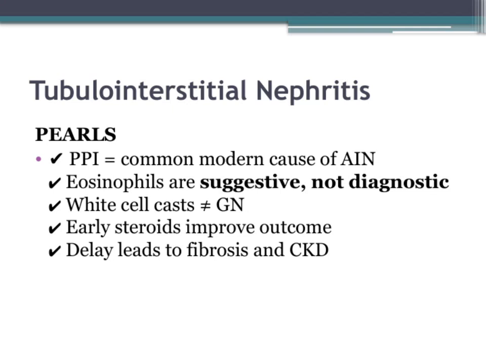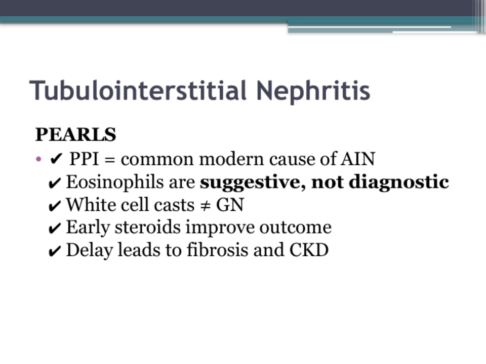Let's go through some key pearls about tubulointerstitial nephritis. First, PPI, or proton pump inhibitors, are a common modern cause of acute interstitial nephritis, or AIN. It's important to keep that in mind when evaluating patients with unexplained kidney issues. Next, eosinophils can be a helpful clue. They're suggestive of AIN, but not diagnostic on their own. So, seeing eosinophils supports the diagnosis, but it doesn't confirm it definitively.